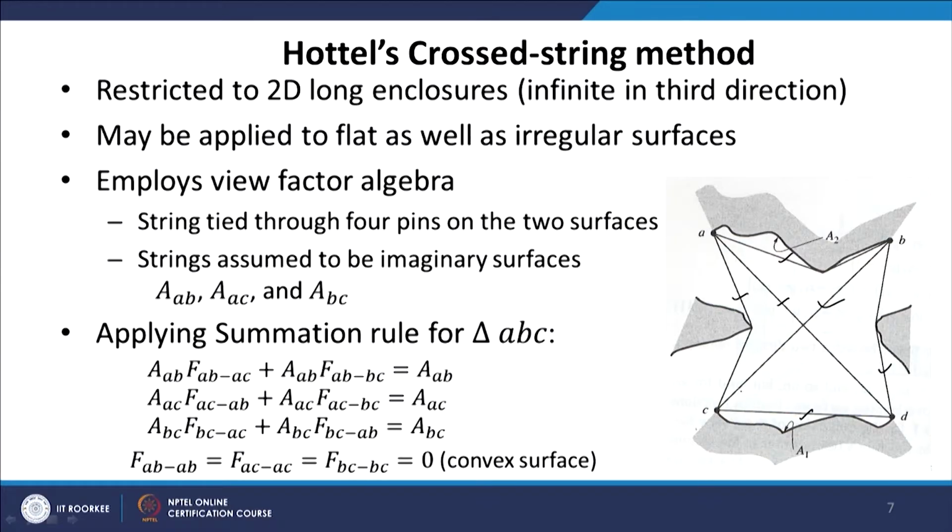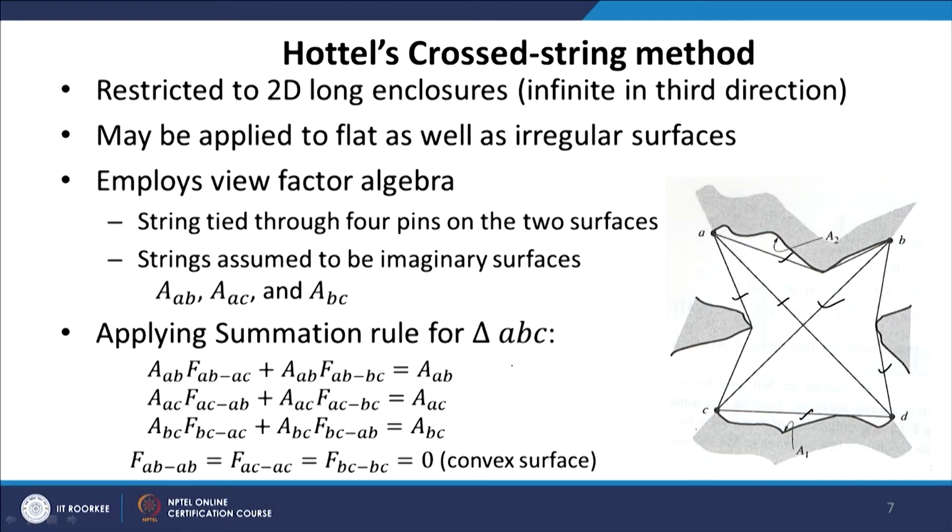Okay. So, once we have this, we assume that the strings are representing basically an imaginary surface. So, for example, string AC, you can think of it as a surface that is extending in the third direction. So, you just assume it to be a surface. So, just by measuring the length of these strings, the method can calculate the view factors. Okay. So, the method does not involve any complex mathematics. It basically needs some measurements of the string lengths, which for standard configuration is pretty easy, and it needs some view factor algebra.